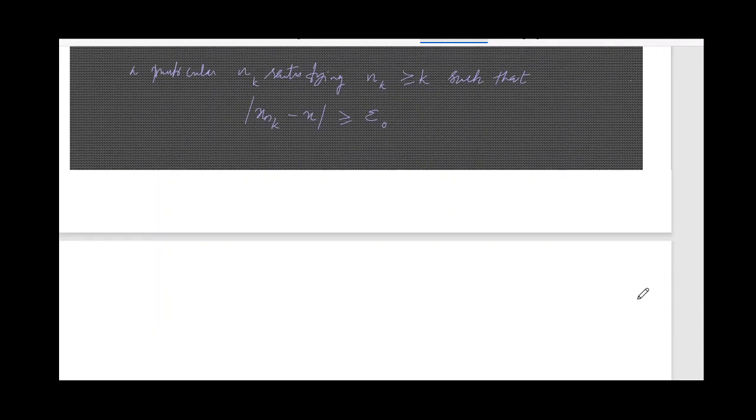For example, 3.17 example. The sequence 0, 2, 0, 2, and so on does not converge to 0. And it does not converge to 2 also.